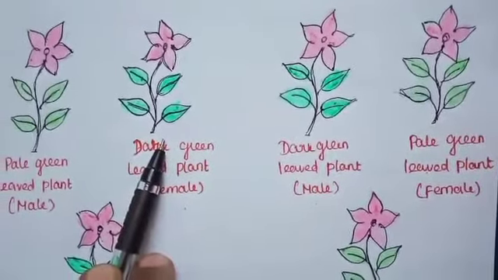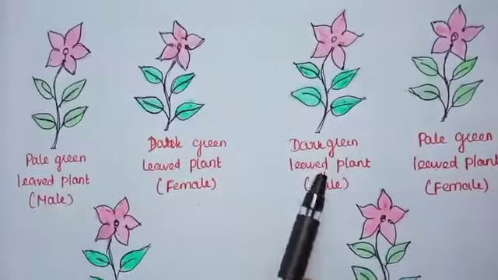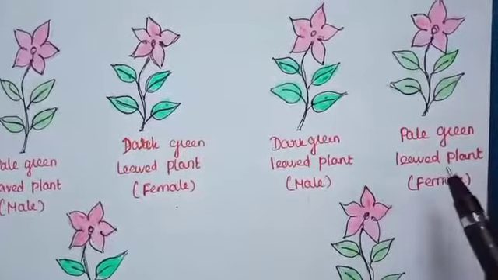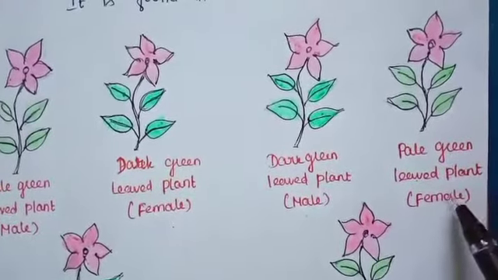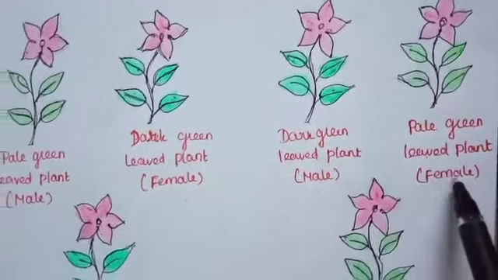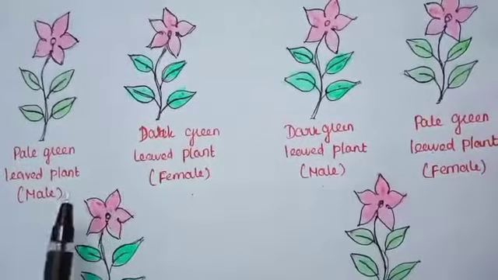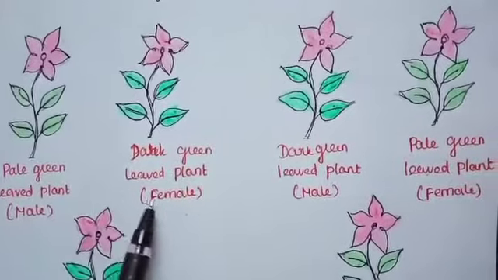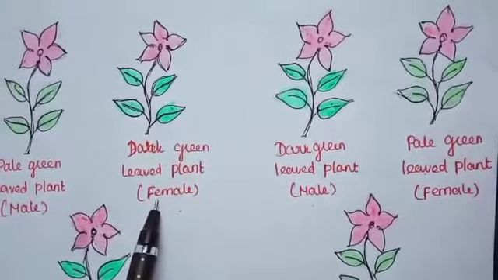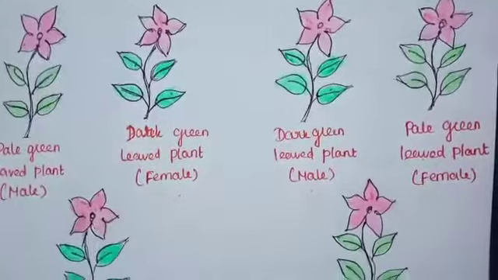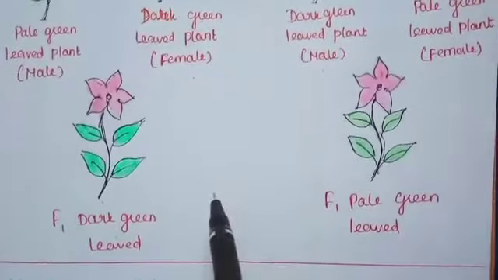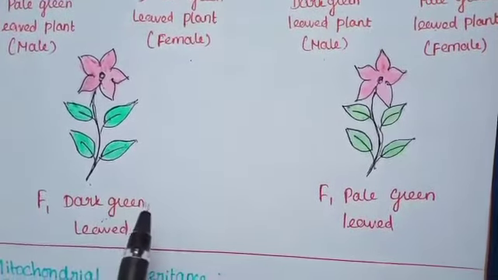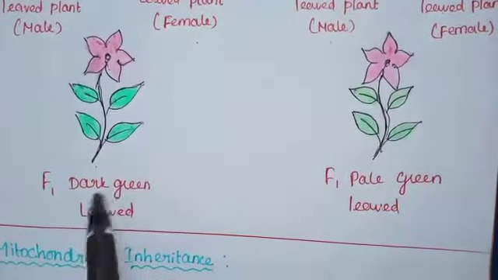When the pollen of the dark green leaved plant, the male, is transferred to the stigma of the pale green leaved plant, the female, and the pollen of the pale green leaved plant, the male, is transferred to the stigma of the dark green leaved plant, then in the F1 generation both crosses must be identical as per Mendelian inheritance. But the reciprocal cross F1 plants differ from each other.